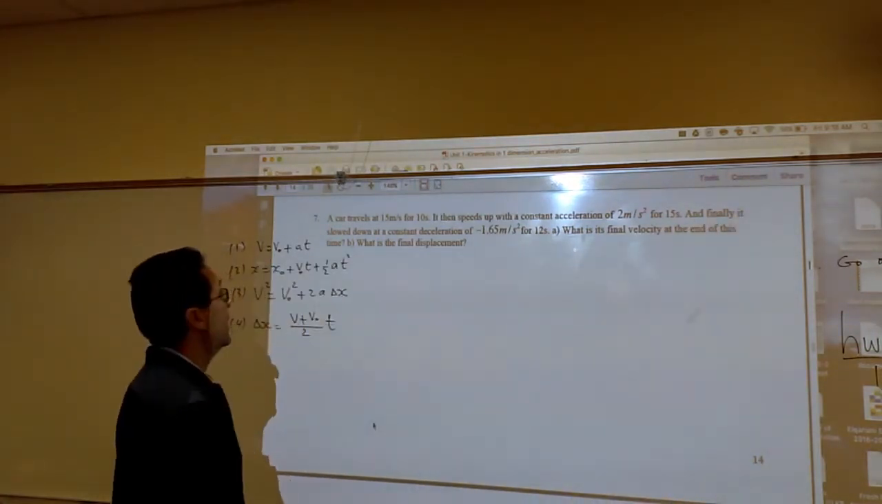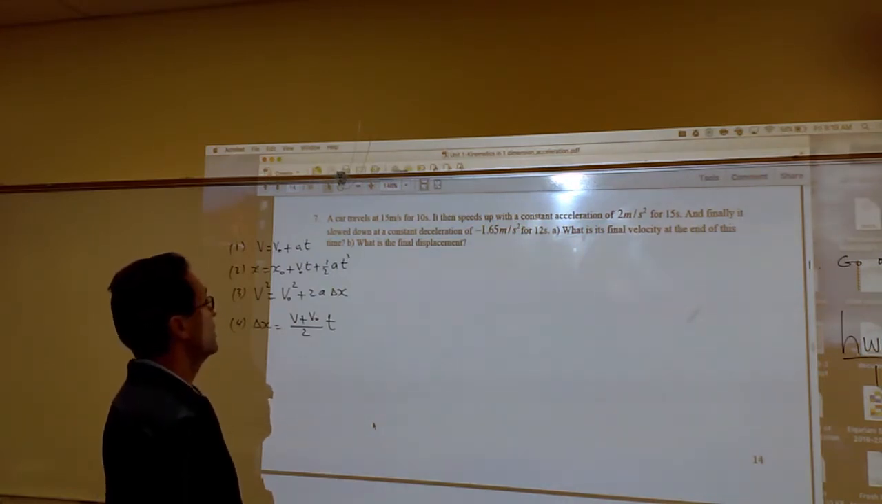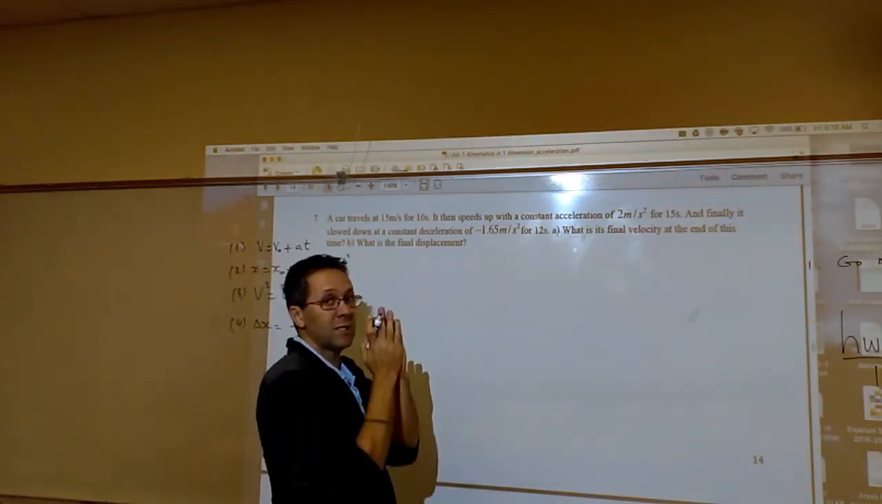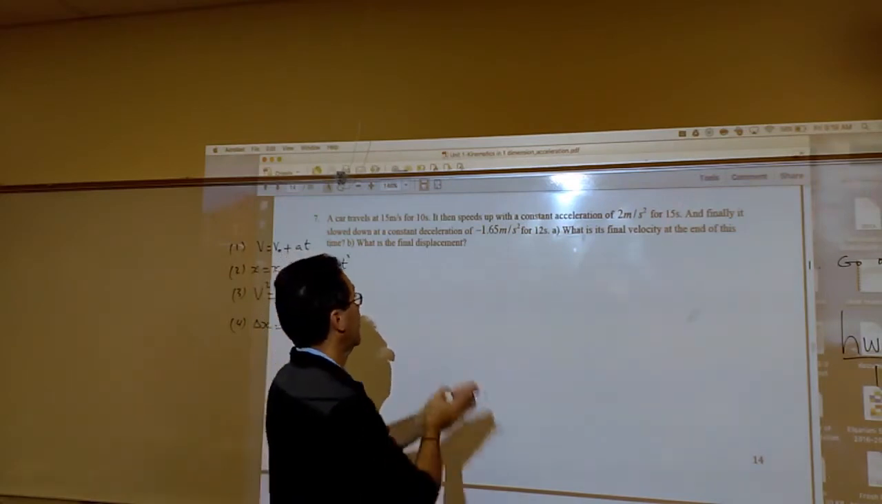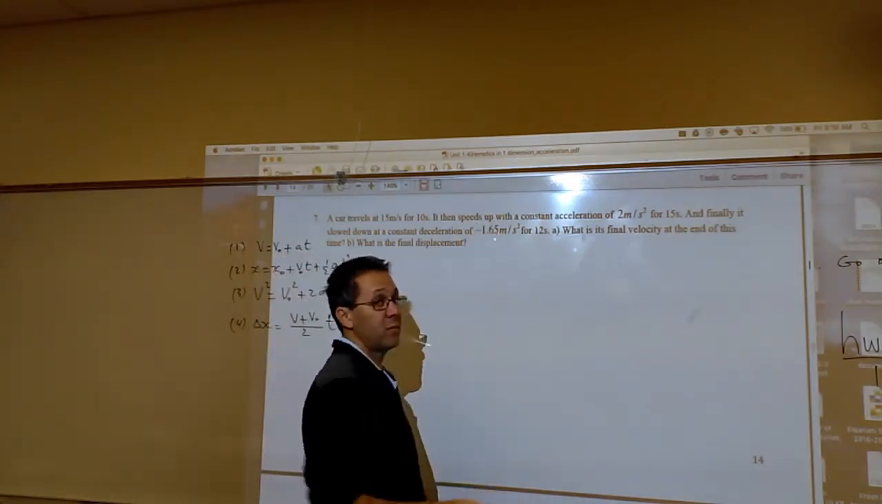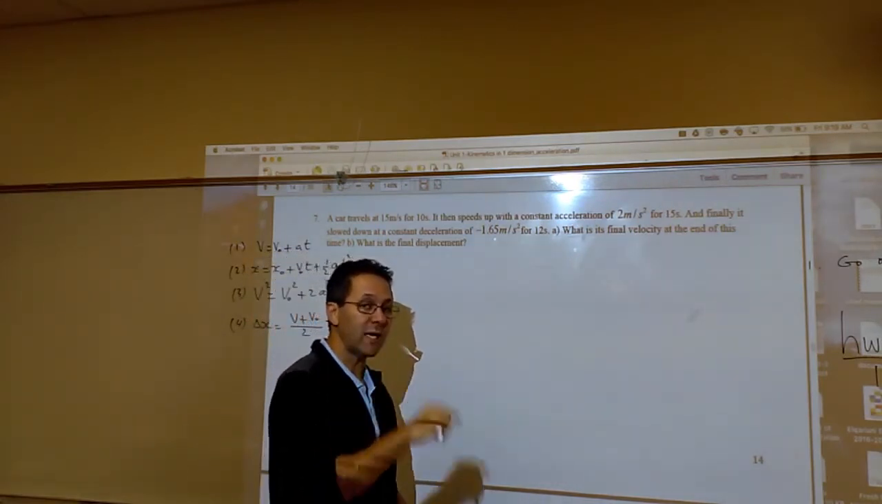Number 7, a car travels at 15 meters per second for 10 seconds. It then speeds up with a constant acceleration of 2 meters per second squared for 15 seconds. And finally, it slows down at a constant deceleration of negative 1.65. Now, they might just say it slows down with an acceleration of 1.65. They wouldn't even mention the negative.